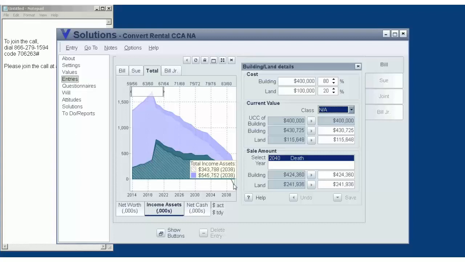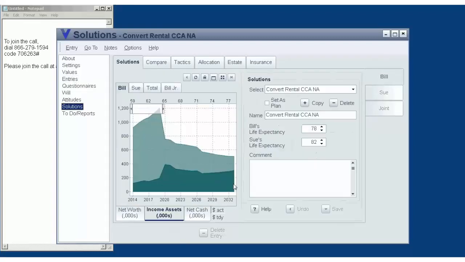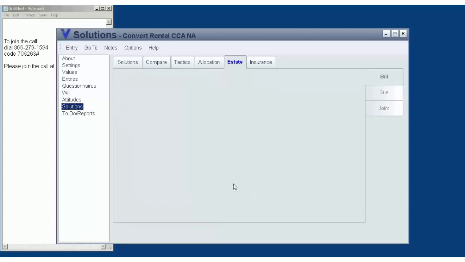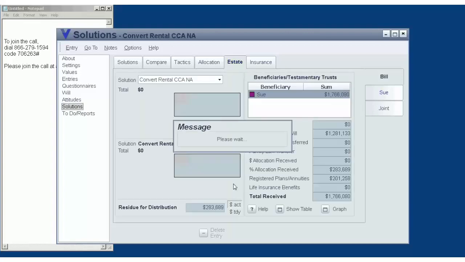Let's look at one more thing, and that's we'll go back to our estate output. You remember that when we looked at the estate output before, we saw that Sue's estate was underwater, about $160,000. Well, again, if we go back and look at Sue's estate output, remember the residence is going from Bill to Sue to Bill Jr.